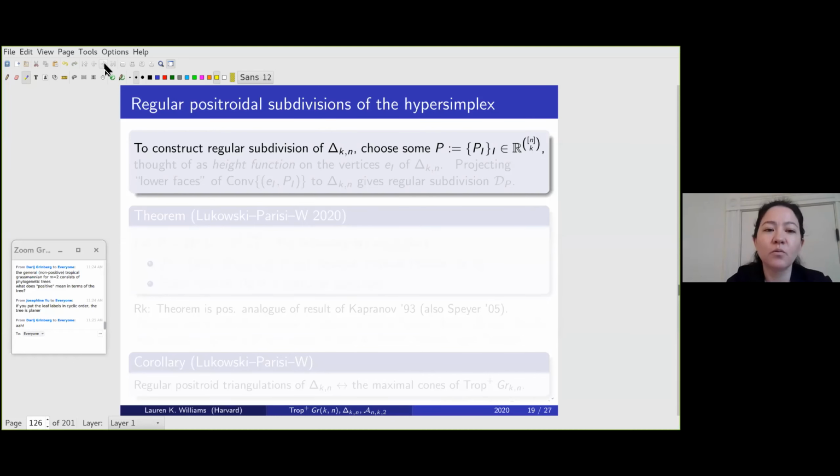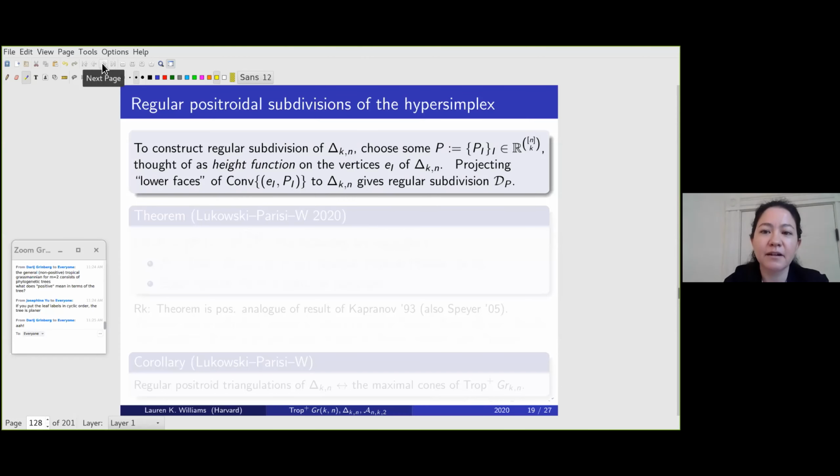So now one can try to construct regular subdivisions of the hypersimplex, and to do that we need a height function. So delta k,n has vertices, recall, indexed by all k-element subsets of 1 through n. So the vertices are E sub I. So let's choose a height for every vertex. And so my collection of heights will be packaged into this vector P lying in R to the n choose k. So I'll think of this as a height function on the vertices E sub I. I lift E sub I to height P sub I. P sub I is just a real number. And now if we project the lower faces of this new lifted object to delta k,n, this gives a regular subdivision called D sub P. P, capital P, is our height function.